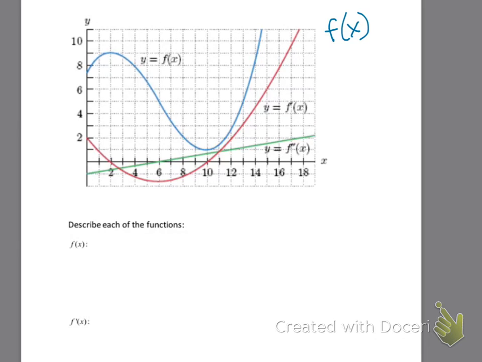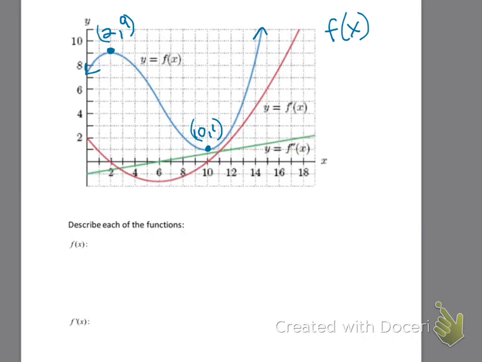Let's look at our original function, and I'm going to put a little dot at the max and a little dot at the min. So I would say that I have a maximum value. It's going to be a relative max because this is going to go up forever and that's going to go down forever. So it looks to me like my relative max is at the point 2 comma 9. Okay, and my relative min is at the point 10 comma 1. All right, so that's one thing I'm seeing.